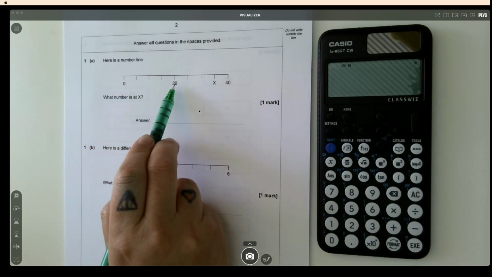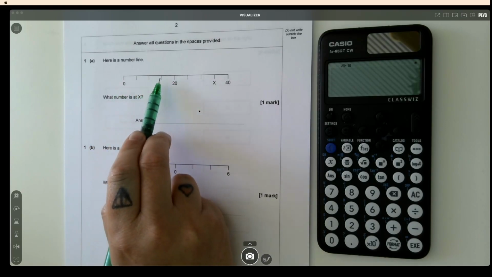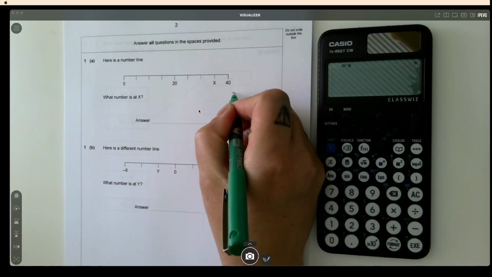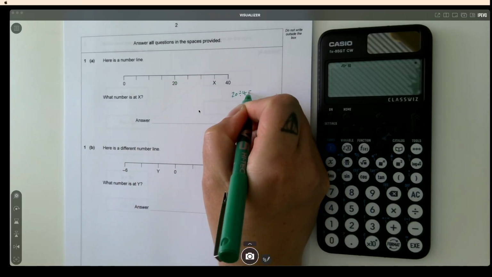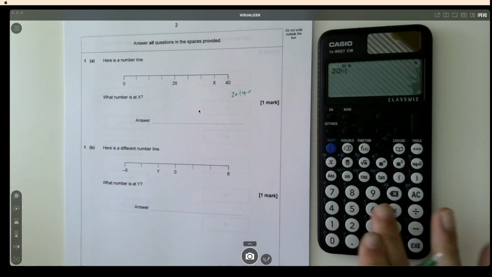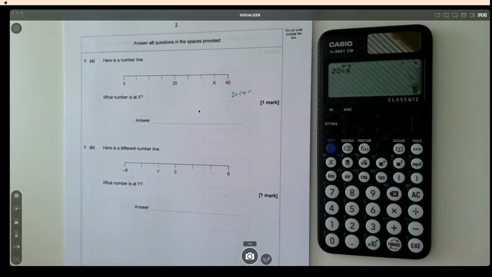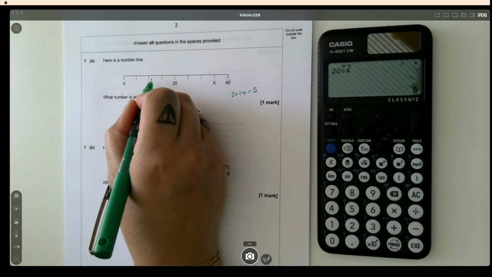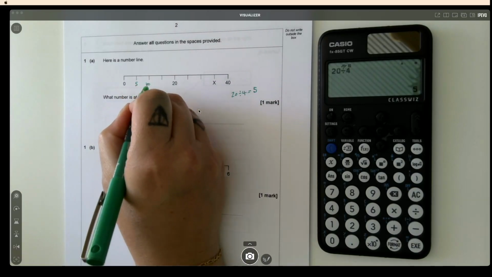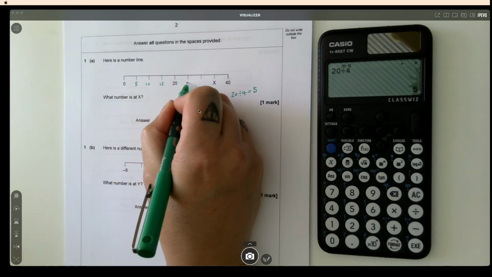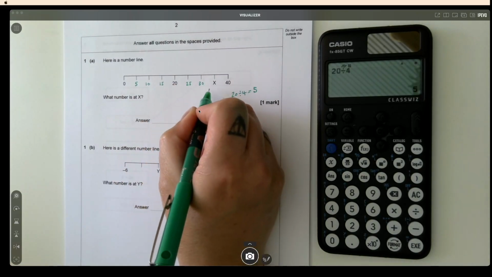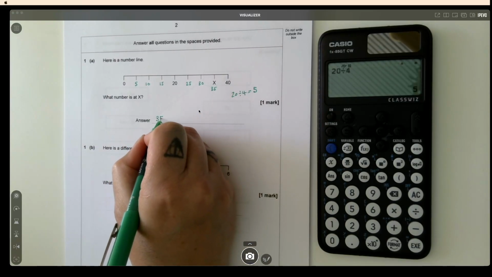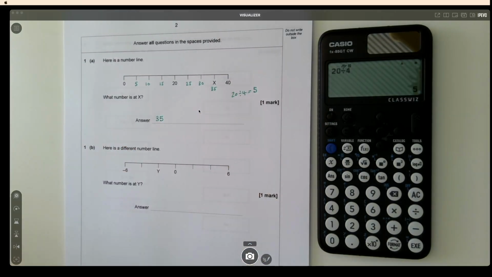So to go from 0 to 20, we've got 1, 2, 3, 4 intervals that we pass. Well, 20 divided by 4, remember, it's a calculator paper. Use your calculator. 20 divided by 4 is 5. So each of these are worth 5. So that would be 5, 10, 15, 20, 25, 30, 35, and then 40. So x is at 35.